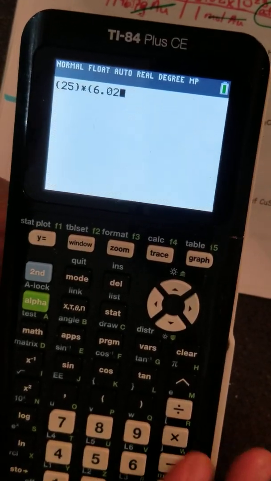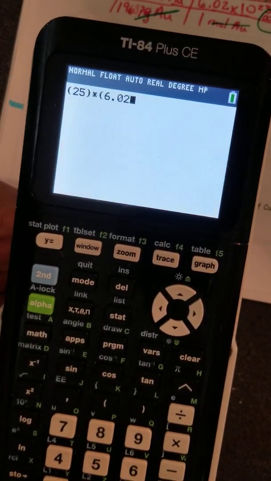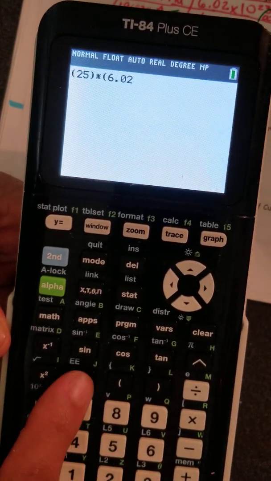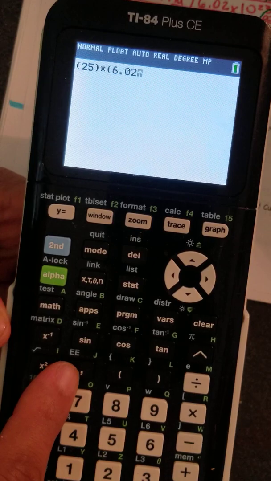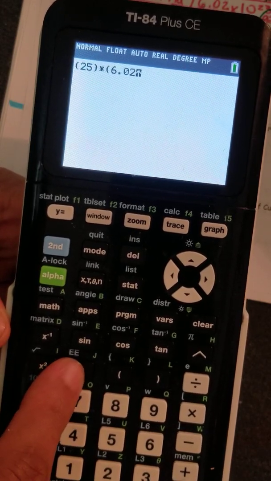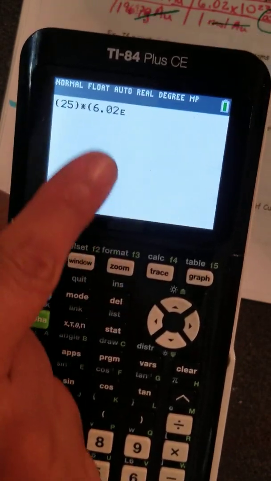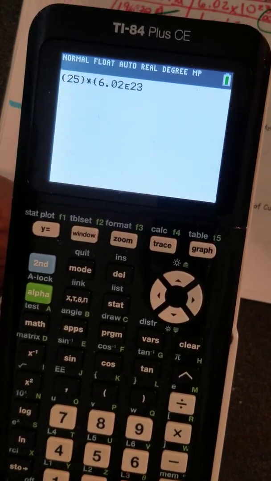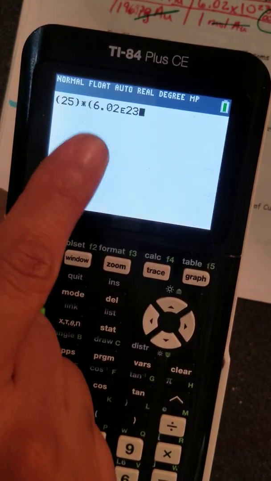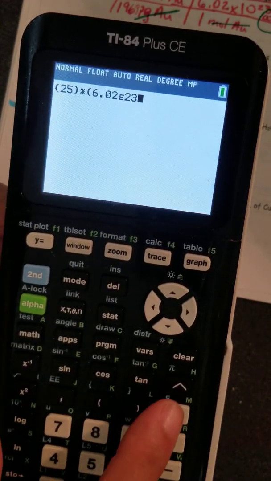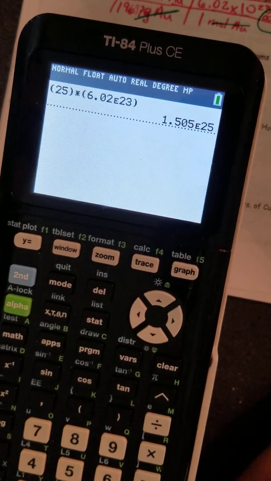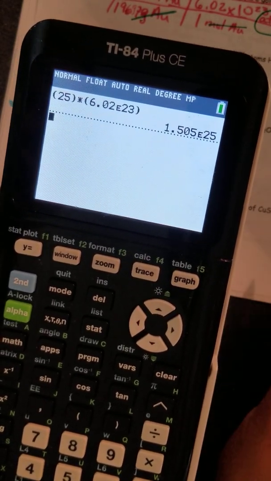For exponents, I know there's more than one way, but the step that I use is the second key and then the comma. You see that little EE? This is the one right above the number 7. I hit that one, and it has the little E above it, or the E right here. I'm going to type in 23. That E stands for exponent, or times 10 to the, close parentheses, enter. All right, so 1.505 times 10 to the 25th power.